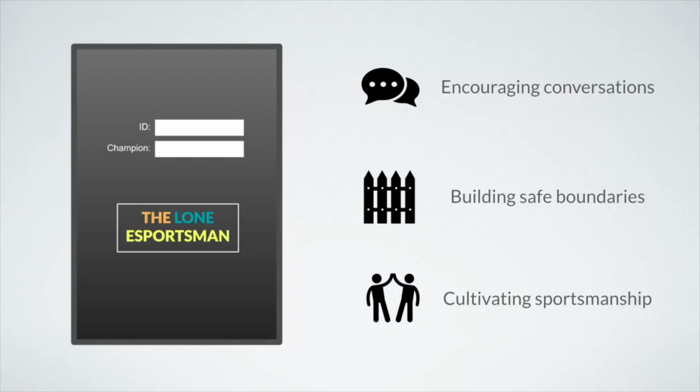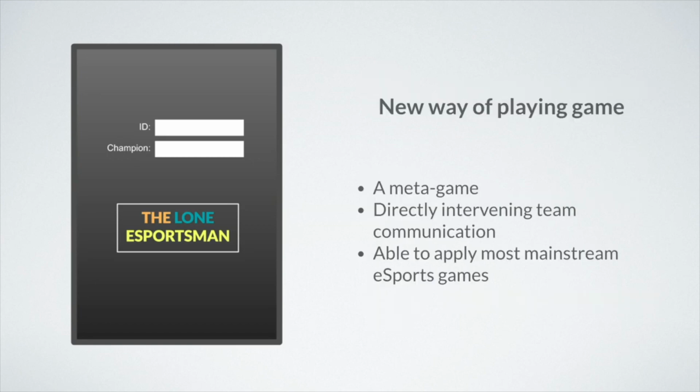Introducing the Known eSportsman. The Known eSportsman is a social role-play game co-designed with the gaming community that encourages conversation, builds safe boundaries, and cultivates esportsmanship. It is a new way of playing esports games. It is a metagame that directly intervenes in team communication, and it can apply to most mainstream esports games because it only requires a role play during the game and a conversation afterward.